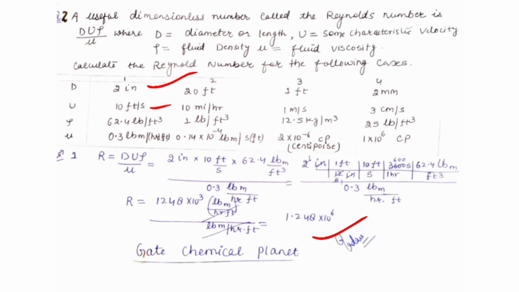Simply what we have done in this question, we have applied the conversions 1 feet equals 12 inches and 1 hour equals 3600 seconds. Feet cancel out, and in the numerator we will also have lbm per hour feet, and in the denominator we already have lbm per hour feet, and both the units cancel out, and finally we will get the Reynolds number equals 1.248 times 10 to the power 6. Now move on to part 2 of this question.